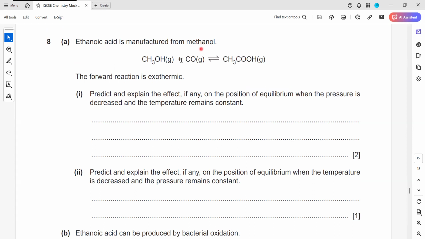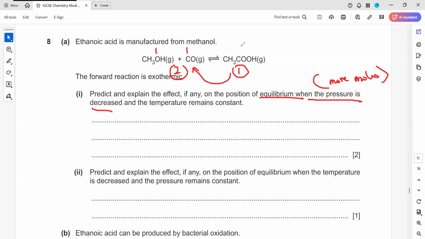Ethanoic acid is manufactured from methanol. The forward reaction is exothermic. Predict and explain the effect on the position of equilibrium when the pressure is decreased. Whenever we decrease the pressure, equilibrium will shift towards the side of fewer moles or more moles? More moles. The thing is, no one is doing correction. That is why I want it. Okay. So equilibrium shifts towards the side of more moles. Here we have 1 + 1, 2 moles, and here we have 1 mole. So when we decrease the pressure, equilibrium shifts towards the side of more moles. So in this case, predict the position of equilibrium: left-hand side. Yes, you can say left or backward.